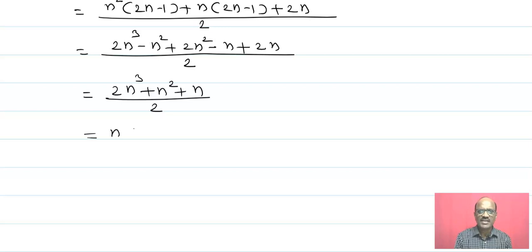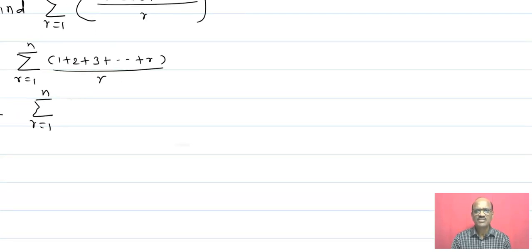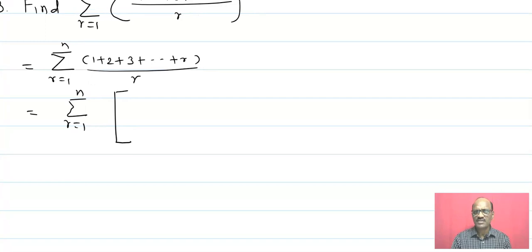Now again we can take n as common, then we will get n into 2n square plus n plus 1 upon 2. Now the next problem number 3: summation r is equals to 1 to n of (1 plus 2 plus 3 plus up to r) upon r.